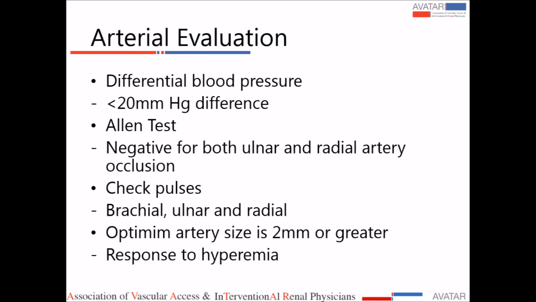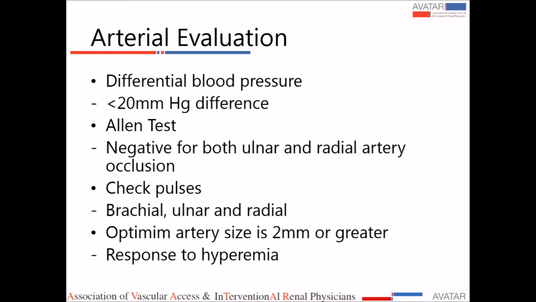And a simple arterial evaluation can be done in the office. You do differential blood pressures in the 2 arms. Make sure they're no more than 20 millimeters difference. And then everyone's familiar with the Allen test. Go ahead and occlude your radial artery and your ulnar artery, and see how quickly, as soon as you release one and then the other, you get flow back to the hand. It should be 5 to 10 seconds. And if you don't, there might be a problem.